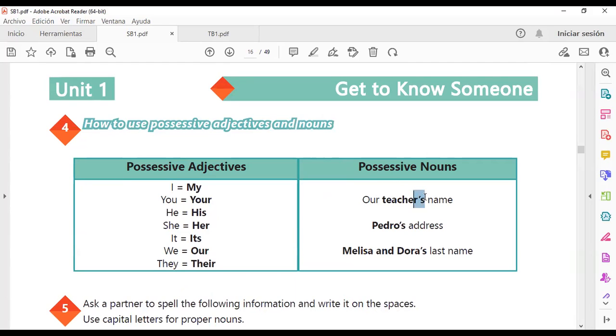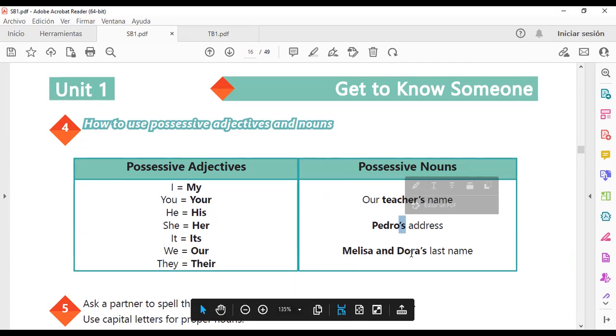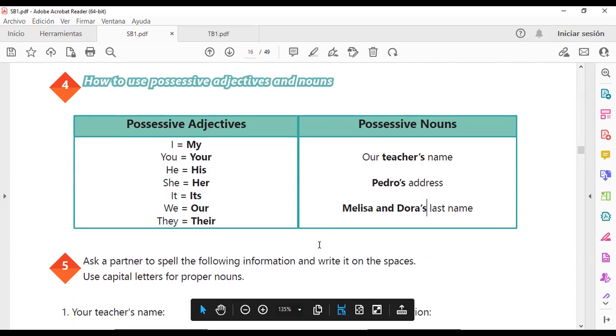As you can see, teacher's name, the name of the teacher, all right? Pedro's address. Okay, the address of Pedro. Melissa and Dora's last name. Okay, Dora's last name, I mean, the name of Melissa and Dora, in other words, right?